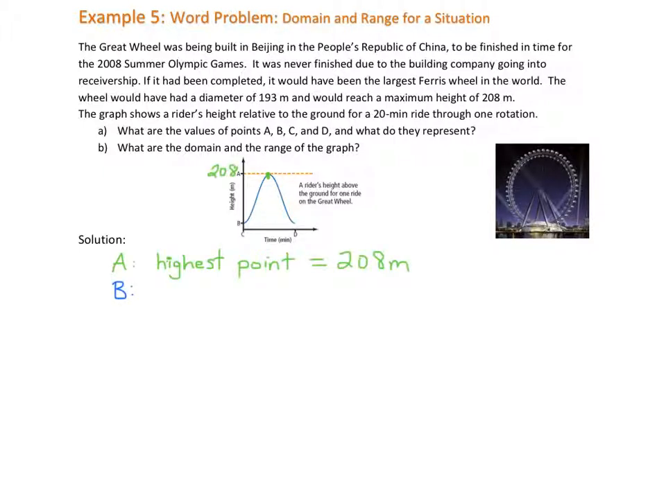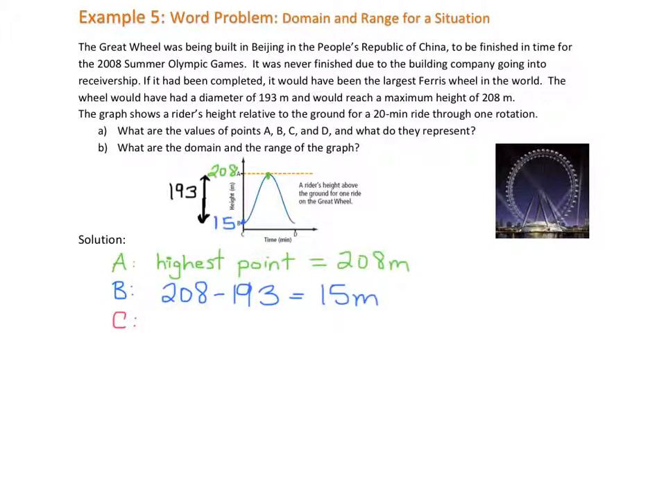Point B on the graph is the y-intercept, which is the lowest point on the graph and represents the location where the rider boards the Ferris wheel. Since the diameter of the wheel is 193 meters, this point is 193 meters below point A. So to find the y-intercept, you would go 208 minus 193, which equals 15 meters.